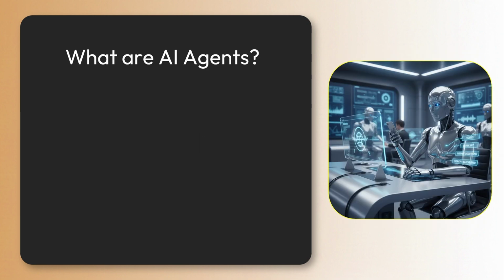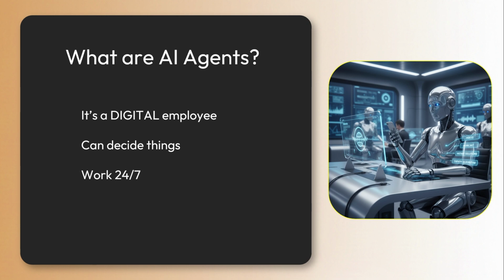What are AI agents? AI agents are digital employees, and the best part, they have their little brain, so they can decide what the next step is. They can work 24/7 without sleep. Businesses are transformed by AI agents. They can operate without constant human intervention, making decisions about the next step based on the observations and the goal.